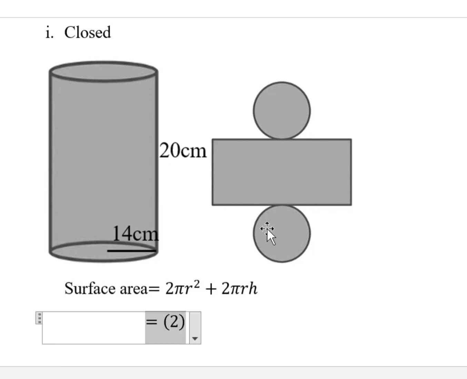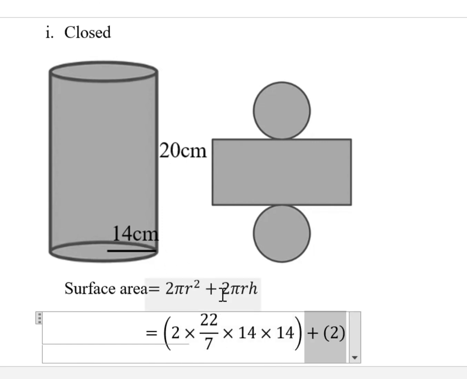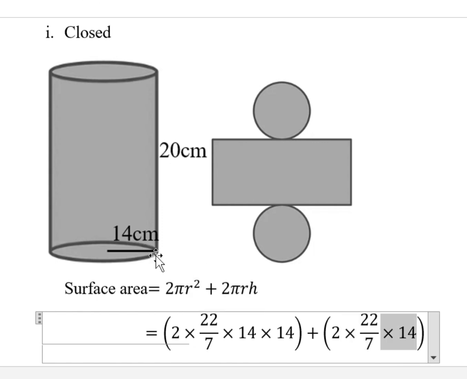That is equal to 2 times pi. We have been told to use pi to be 22/7. So we shall say times 22/7 times the radius, which is squared. The radius is 14, so it will be times 14 times another 14. Then plus 2 times pi again, which is 22/7, times the radius, which is 14, times the height from here to here, which is 20.